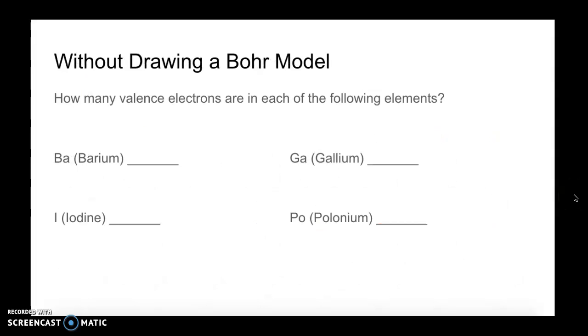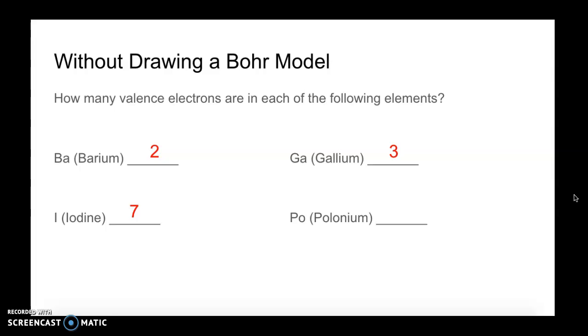So without drawing a Bohr model, how many valence electrons are in each of the following elements? So barium, if you find barium on the periodic table, you will see it's an alkaline earth metal, and so it has 2 valence electrons. Go ahead and find iodine. Iodine is a halogen. It's beneath fluorine. Therefore, it has 7 valence electrons. Gallium. Gallium is right beneath boron and aluminum. So it has 3 valence electrons.